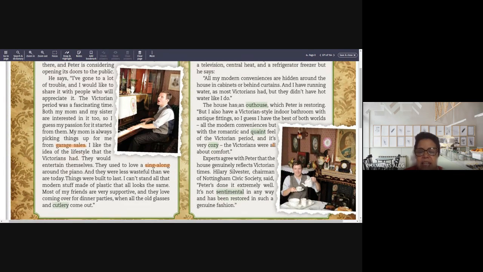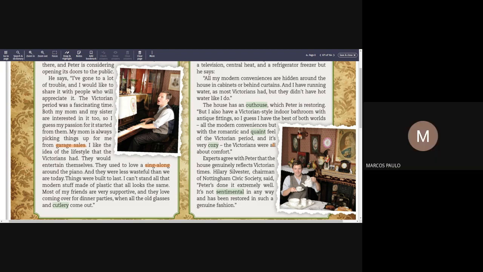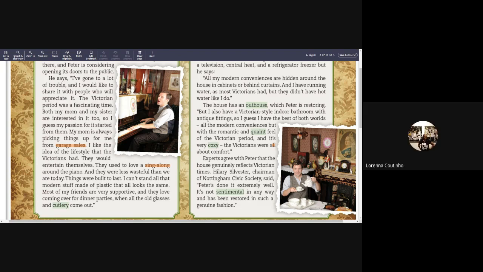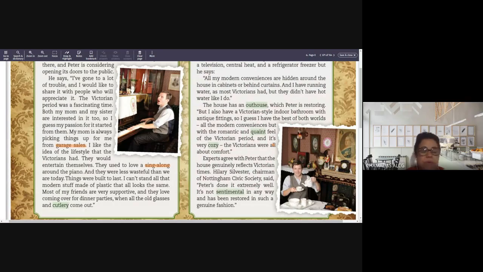So let's see here. He says, the house has an outhouse, which Peter is restoring. So he's describing his house, and he says that the house has an outhouse. So what is an outhouse, people? Uma varanda. No. Fora do comum? No.